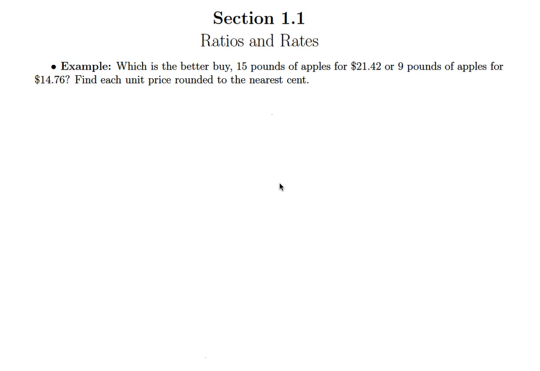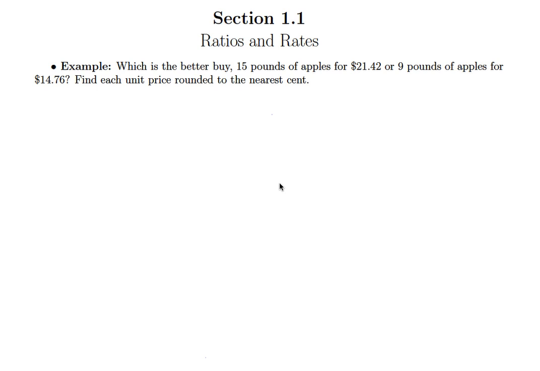In this video, we're going to do one more example involving unit price. So the example says, which is the better buy? 15 pounds of apples for $21.42, or 9 pounds of apples for $14.76. And then we'll find each unit price rounded to the nearest cent.